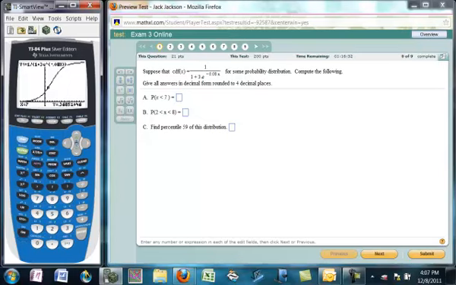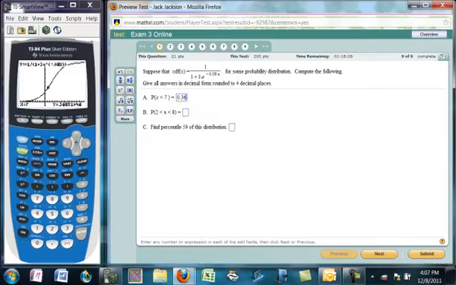So anyway, we get the probability we want, and we want to round to 4 decimal places. 0.368. Whoops. Hit the wrong button there. Let's try that again. 0.3685. There we go.